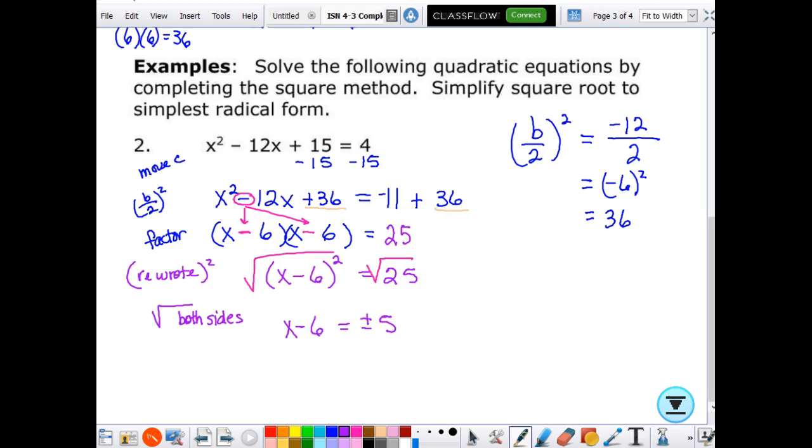We were kind of sloppy in the past. Sometimes with square roots, we don't always use that plus or minus, but now it's time to start using plus or minus.